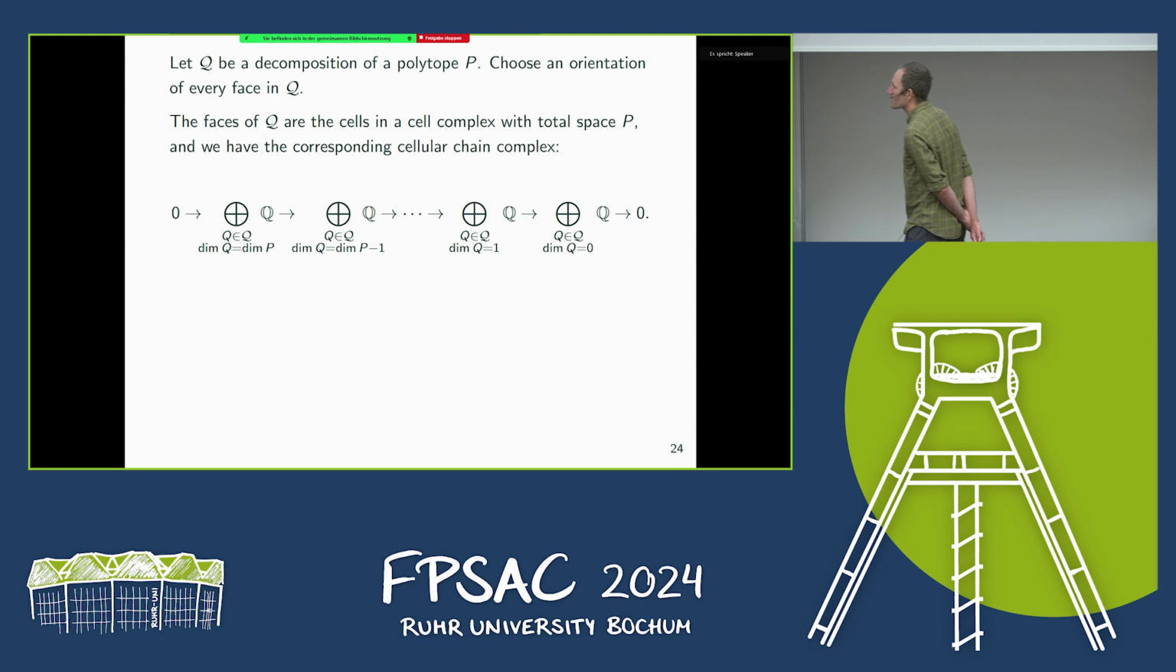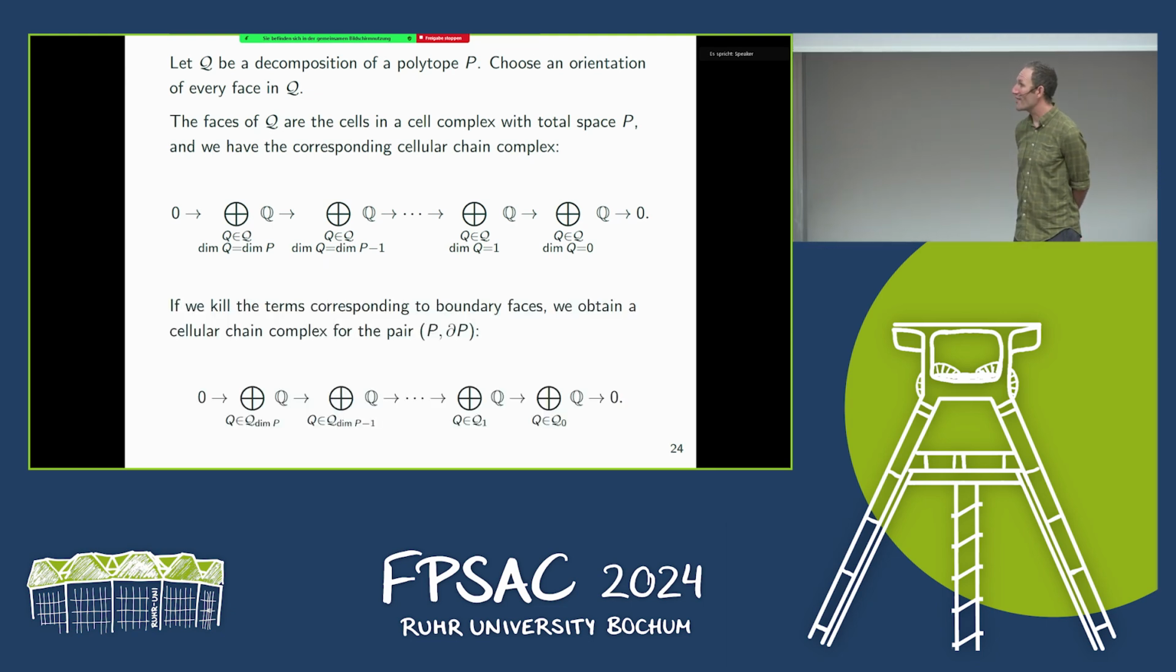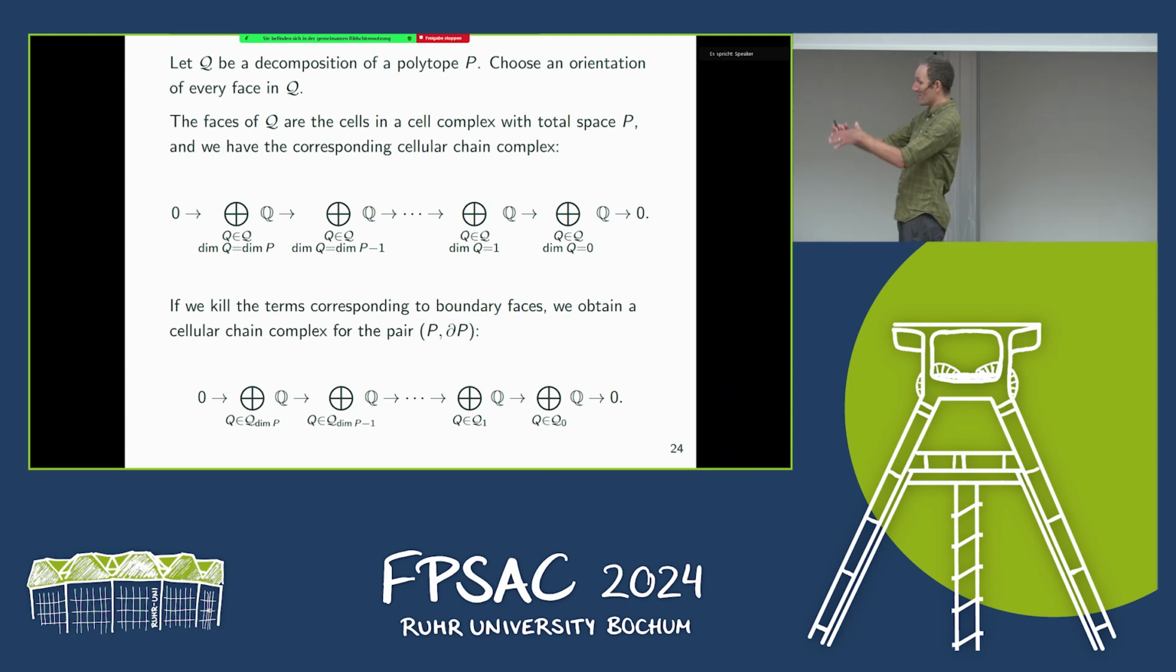And we have the corresponding cellular chain complex, where we have all the cells of dimension P, all the cells of dimension P-1, et cetera. Right now, I'm talking about all the cells, not just the internal ones, including the ones on the boundary. But if we kill the terms corresponding to the boundary faces, we're left with only the internal cells. Now we have a cellular chain complex, not for the cell complex P, but for the pair P relative to the boundary of P. So now we just have the internal faces.